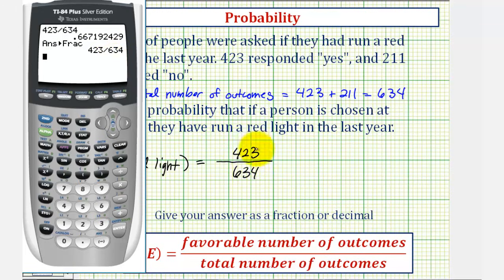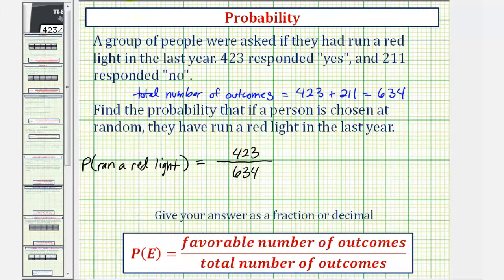Let's also give this as a rounded decimal. Let's round to 4 decimal places. Notice how this would be approximately 0.6672 because the 9 indicates we round up. So this is approximately equal to 0.6692. Even though it doesn't ask, let's also give this as a percentage.